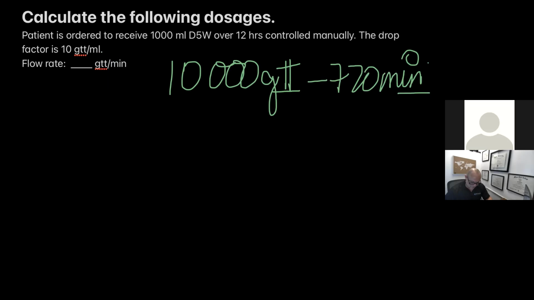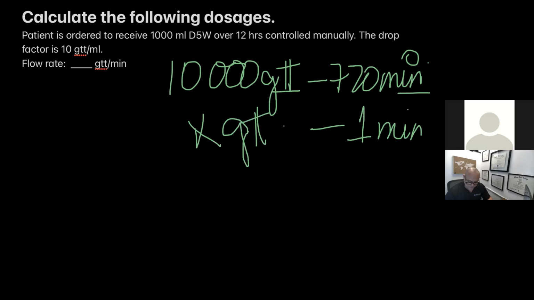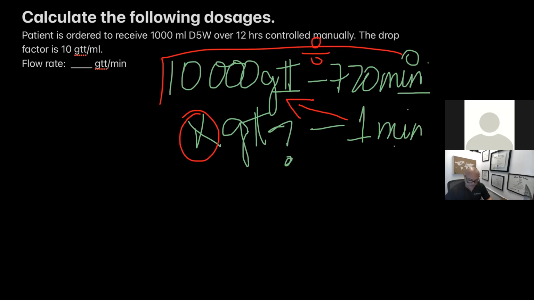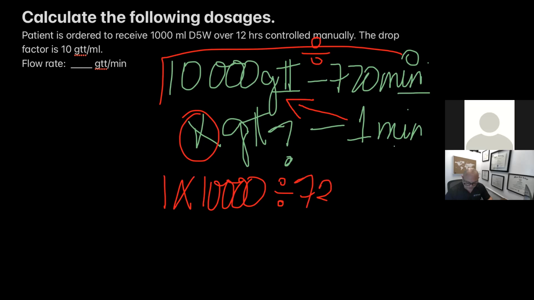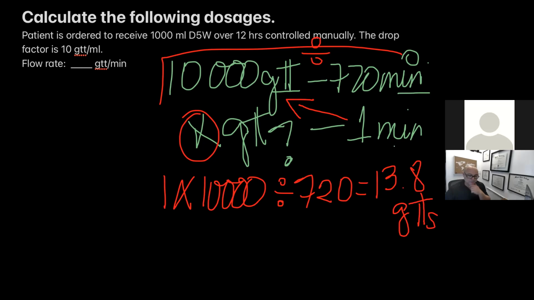Okay, let's see. If I know that I have 1 minute to find out, then how many drops? In other words, if 10,000 drops go in 720 minutes, in 1 minute, how many drops? And the way we solve this is just as usual. We always multiply over the empty leg. So that would be 1 times 10,000 divided by 720. Okay, and let me do the math because I can't do that math right off the bat. That will be 13.8 drops.